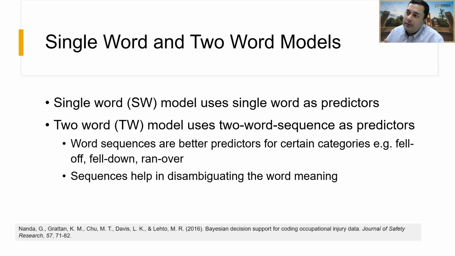Here we started this work with two very simple models using naive Bayes: the single word naive Bayes model and the two word sequence naive Bayes model. The two word sequences are better predictors for certain categories. Here the example is for fall. Fell off, or fell down, is generally representative of falling from a height, which is a different category from falling on the same surface. So we used these models, and then we used the agreement between these two models.